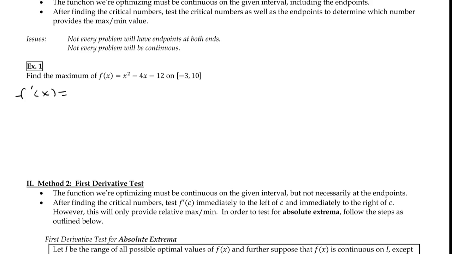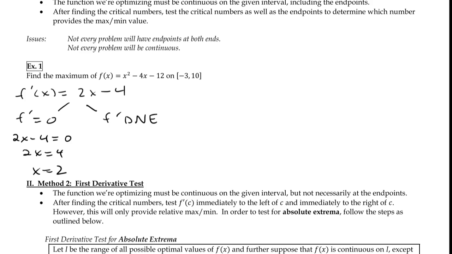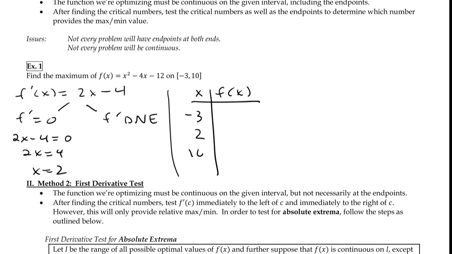So we need to find our derivative, which is 2x minus 4. We then either analyze when the derivative is 0 or when the derivative does not exist. Because this is a function that is defined everywhere, f prime always exists. So now we're going to set this equal to 0. If that's the case, we add 4 over and x is 2. We then test our critical numbers and our endpoints. And this was back from section 3.1. So we're going to test -3, 2, and 10.